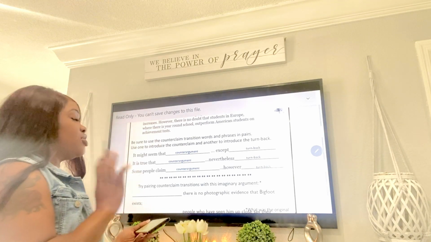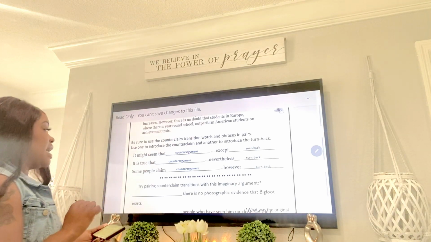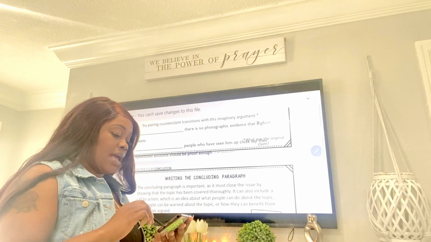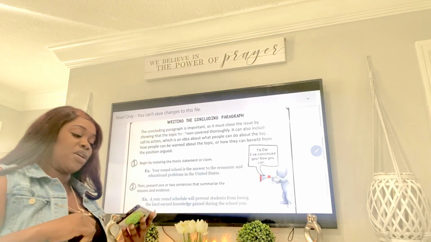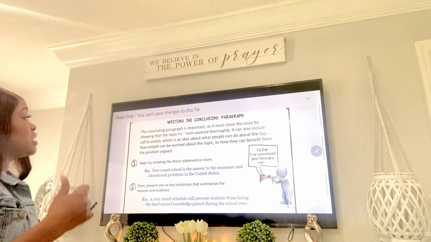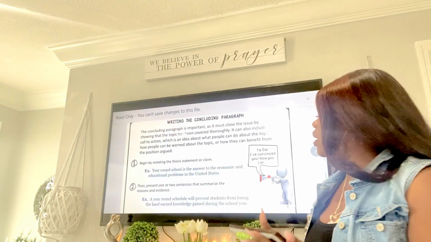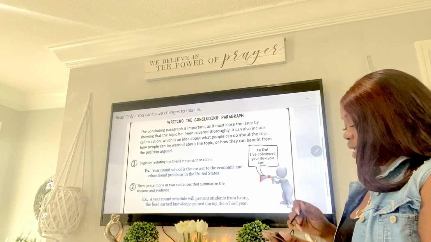This graphic organizer is pretty self-explanatory. It's very simply laid out. It just requires you to read the information, guys. Okay? And then writing a conclusive paragraph. It's very important because you must close your issue. You're closing your issue by showing that you've covered the topic thoroughly and properly, guys. So a concluding statement or paragraph is very important in your writing.